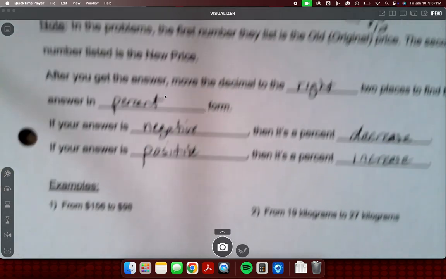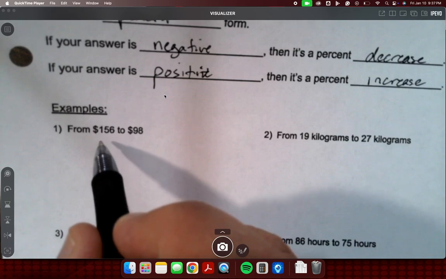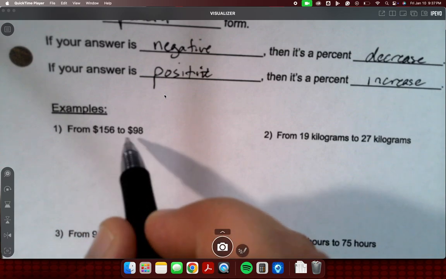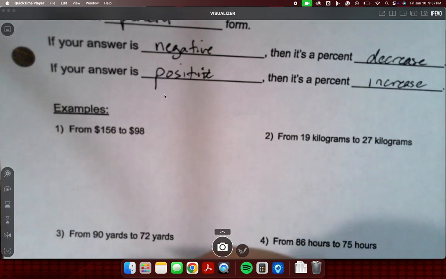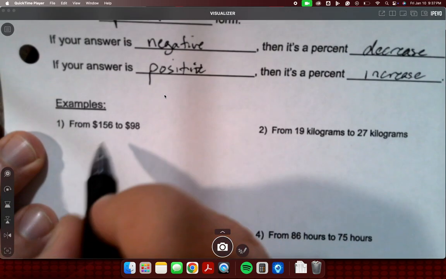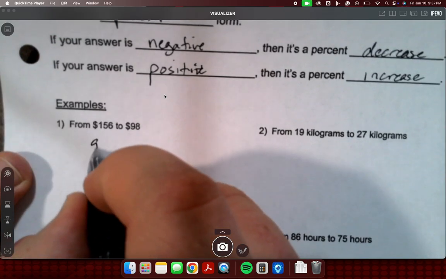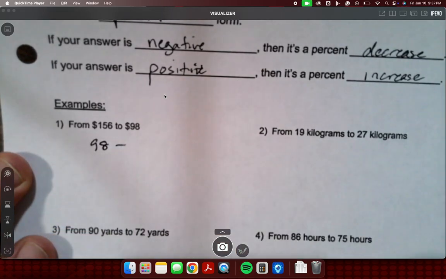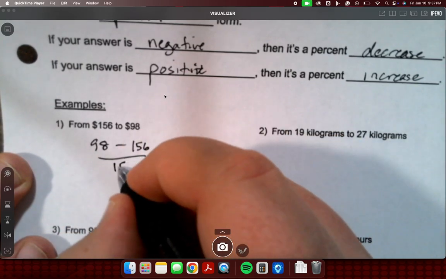Okay, so let's get started. So the original price is $156, and then you can tell it went down to $98. So honestly, you can tell if it's an increase or decrease as soon as you start. But this is the old or the original price. This is the new price. So I put 98 first. That's the new. Minus 156. That's the old. Over 156.